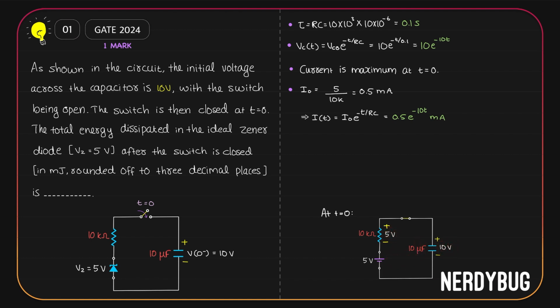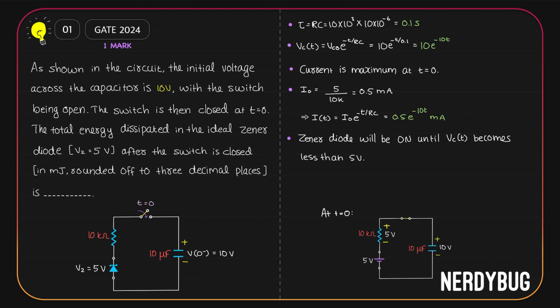When the potential drop across the capacitor becomes less than 5, the diode will switch off. Or the Zener diode will be switched on only until the potential across the capacitor reaches 5 volt. After that, it will switch off and there will be no current in the circuit and there will be no energy dissipation. So when they said we have to find the total energy dissipated in the ideal Zener diode, we only have to consider from t equal to 0 to whatever time at which the capacitor voltage becomes 5 volt.